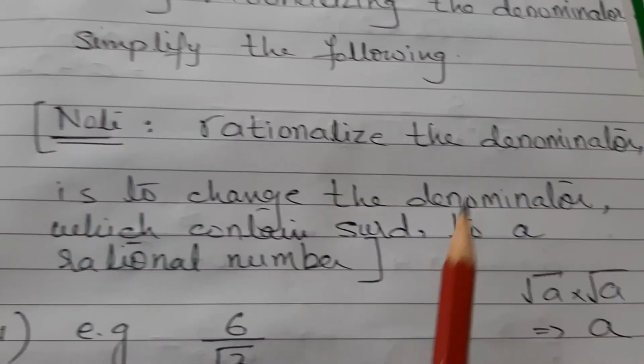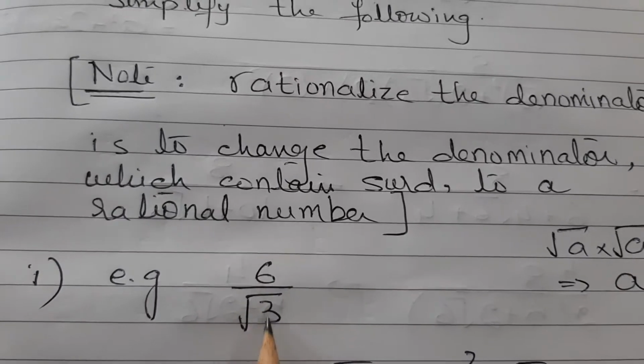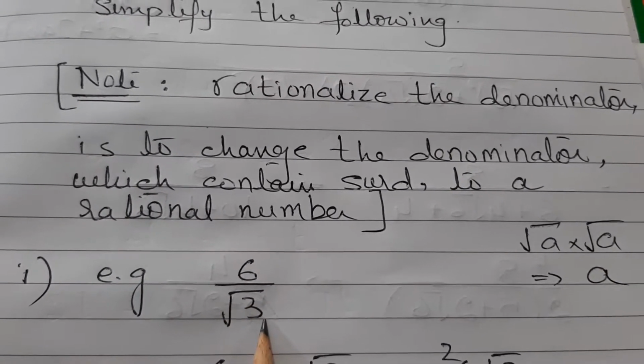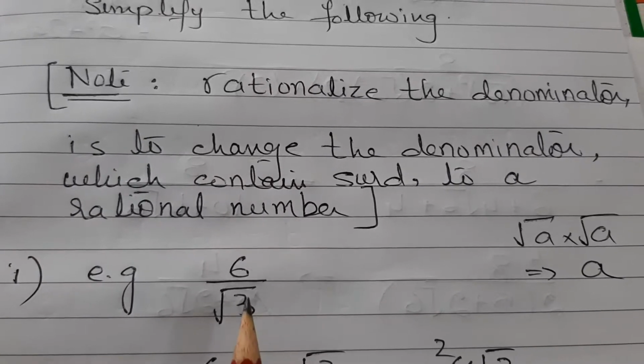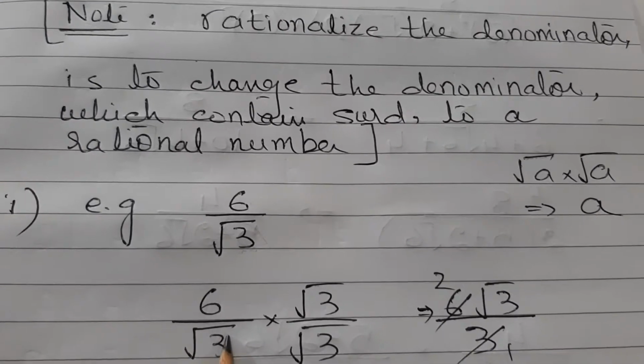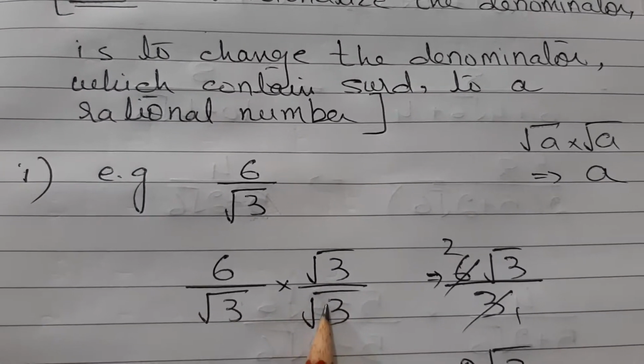So let's see the example. For example, 6 over root 3. Now in the denominator I have a surd, and I want to remove it or change it into a rational number. So I am multiplying and dividing by root 3. Why?